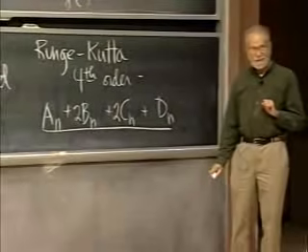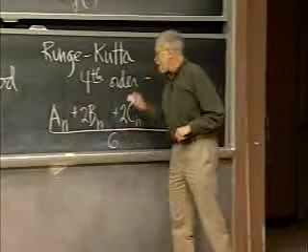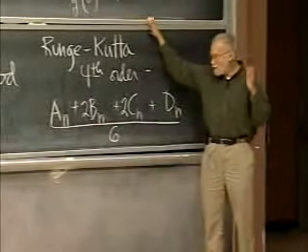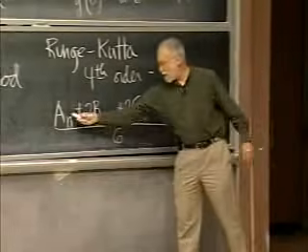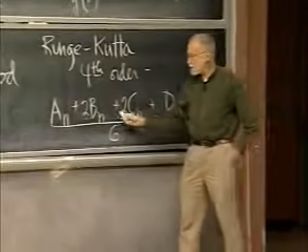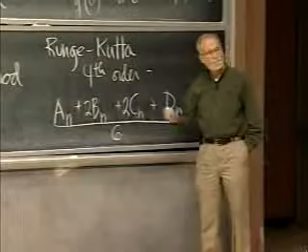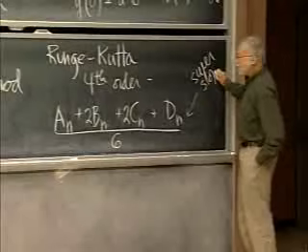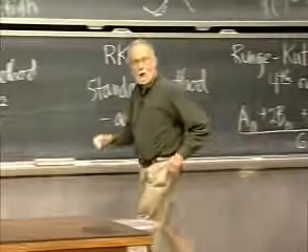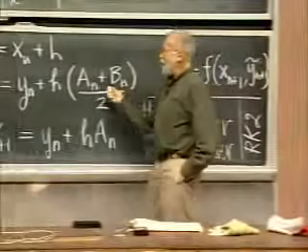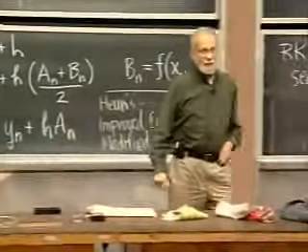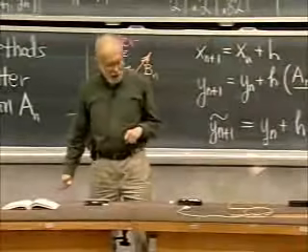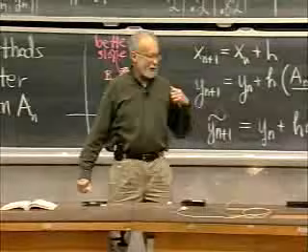6? Why 6? Well, because if all these numbers were the same, I'd want it to come out to be whatever that common value was. Therefore, in a weighted average, you must always divide by the sum of the coefficients. So this is the super slope. And if you plug that super slope in to here, you will be using the Runge-Kutta method and get the best possible results.